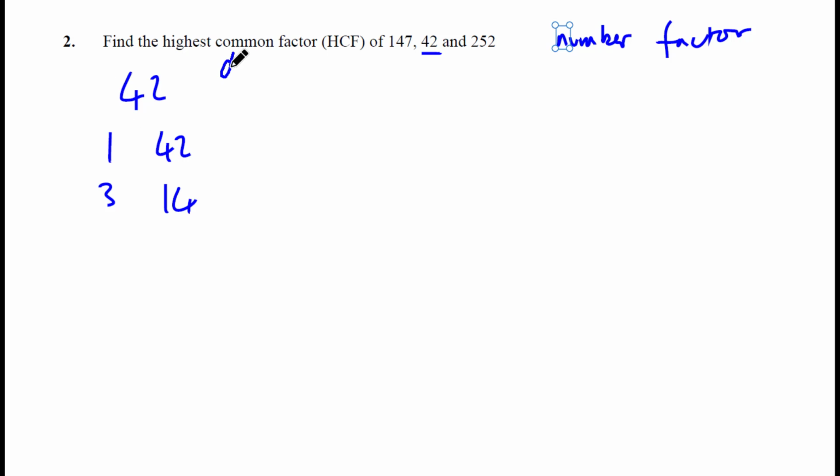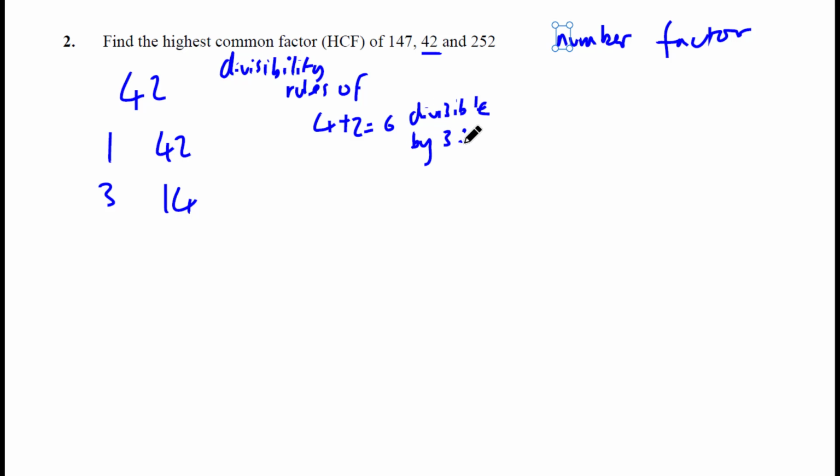Because if you know the divisibility rules of 3, you should know 3 automatically goes into 42, because 4 add 2 equals 6, which is divisible by 3. Therefore, 3 is a factor. Right, that's a bit of random knowledge for you. Now we know 6 and 7, and then we have 2 and 21.